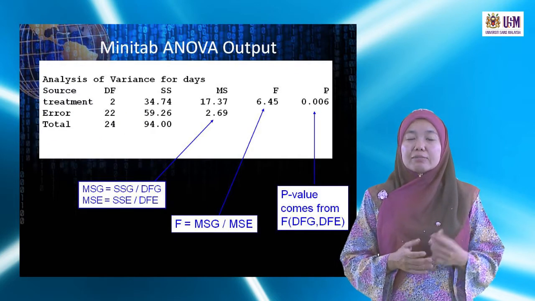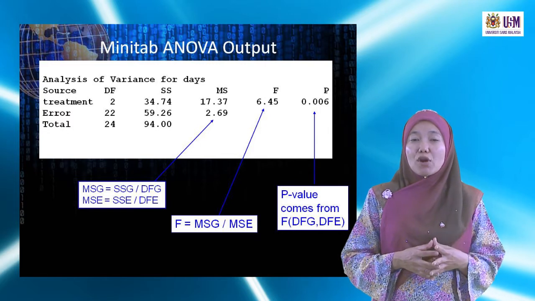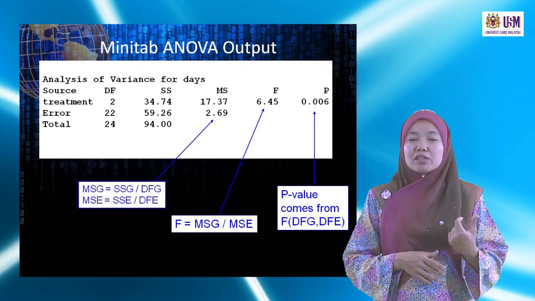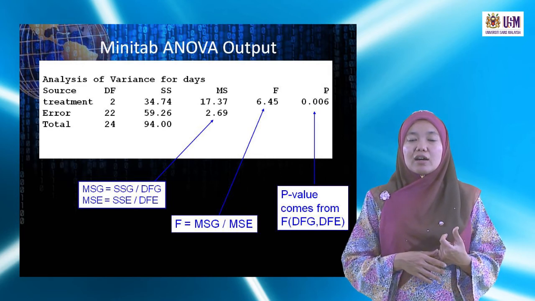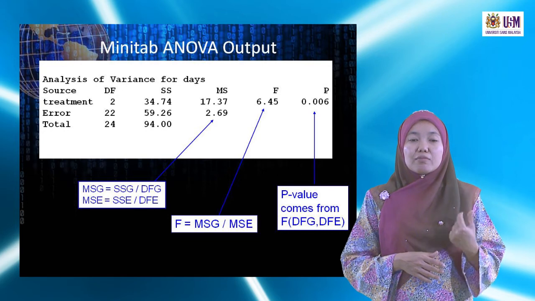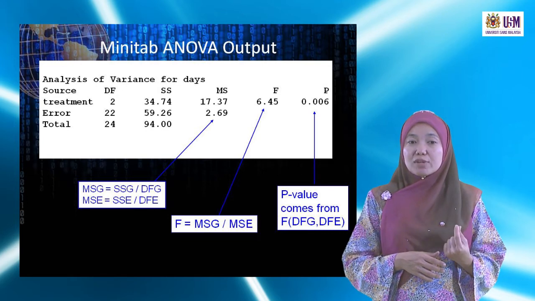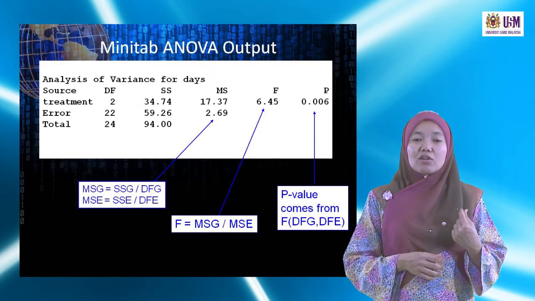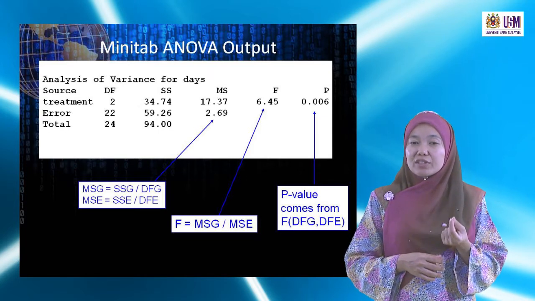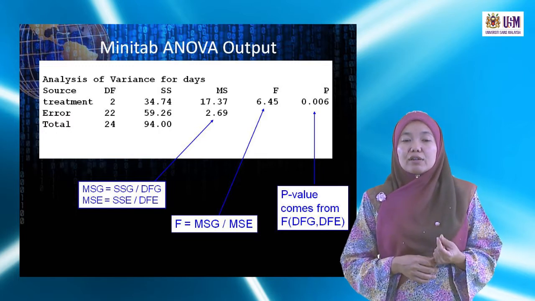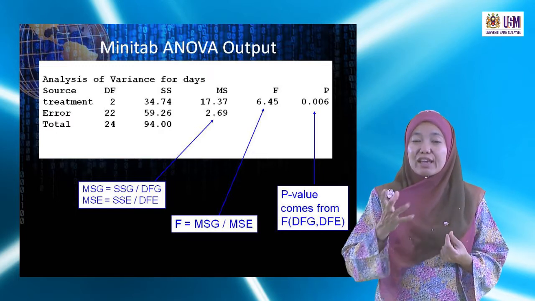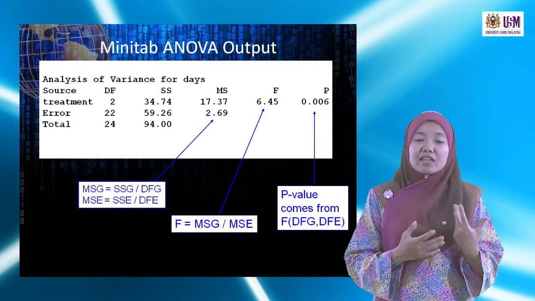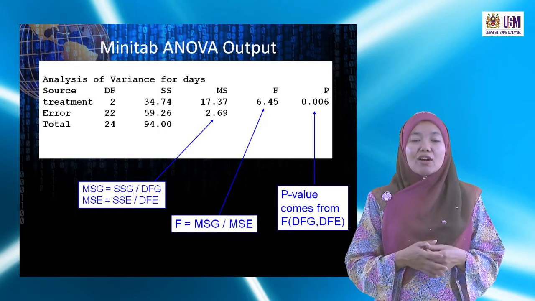In terms of the symbols that we are using, just now I showed you the formulas of how to calculate. So, with the same Minitab output, the mean square for treatments and mean square for error are given as follows. The mean square of group or treatments, MSG or MST just now, is given by SSG or SST divided by the degrees of freedom for that treatment or that group. DFG is not something new, it's just degrees of freedom for G. Similarly, DFE is degrees of freedom for E, for error.